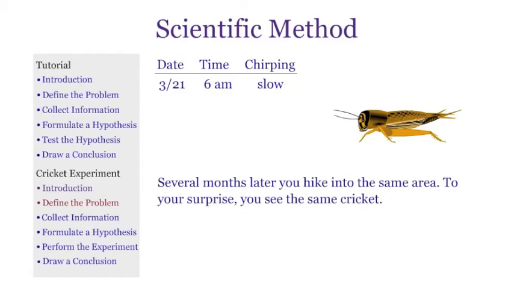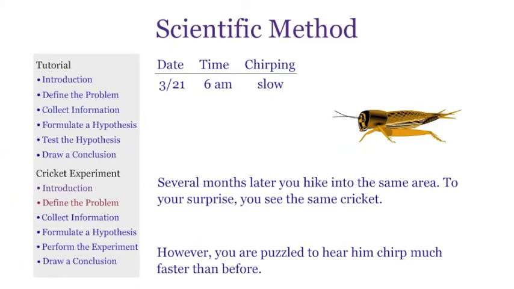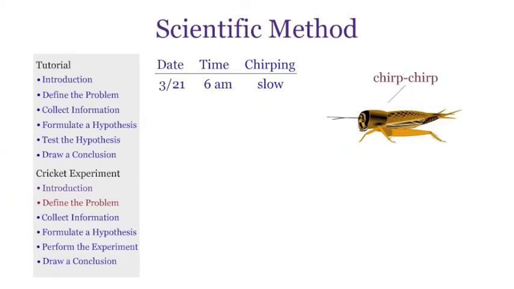Several months later, you hike in the same area. To your surprise, you'll see the same cricket. However, you are puzzled to hear him chirp much faster than before. Again, they'll give you information on the chart. You'll need to indicate that in your data.